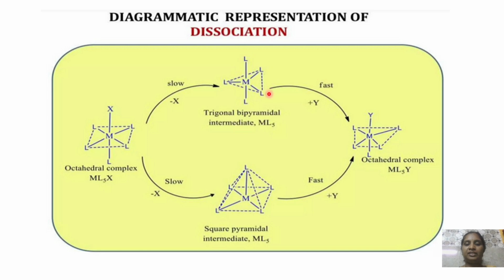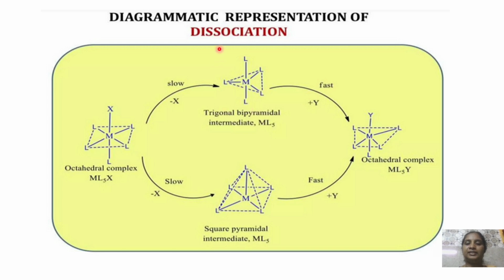This results in the formation of two different types of intermediates. One is the trigonal bipyramidal intermediate. Another one is the square pyramidal intermediate. This is the square pyramidal one: see, the metal is bonded with square shaped arranged ligands, and one of the ligands is arranged like a pyramid. So we can say the structure of this complex is a square pyramidal intermediate.